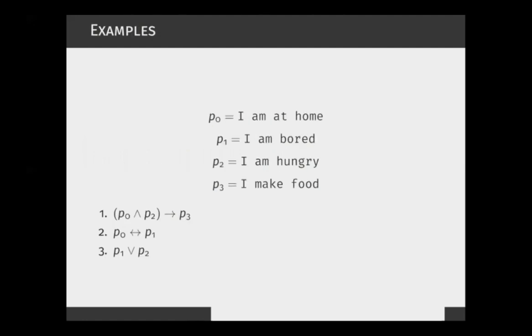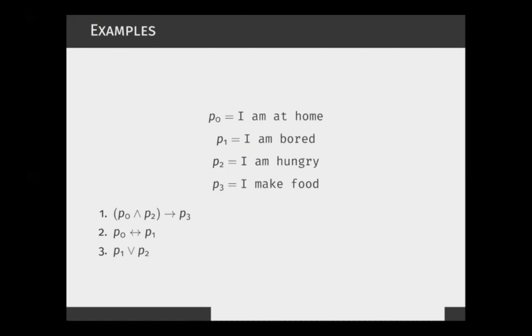Here are some example formulas. As I mentioned, rather than writing the whole propositions, we will only write the propositional variables. So I have four statements: I'm at home, I'm bored, I'm hungry, I make food. It's just a random set of statements, and I call them P0, P1, P2, P3, and then I make formulas. For instance, the first formula says that if I am at home and I am hungry, then I make food.